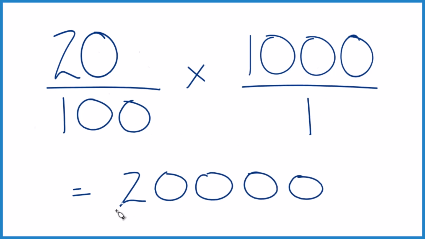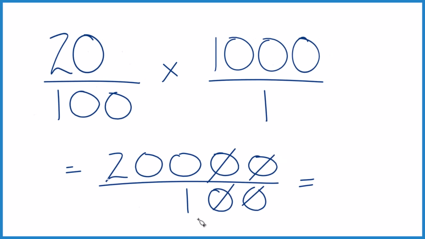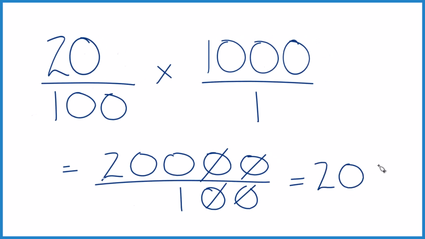100 times 1, that equals 100. So now if we divide, we would get 200 over 1, which is 200. That's what we found before. Another way you could do it is divide 20 by 100. You'll get 0.2. Multiply that by 1,000, and that gives you 200.